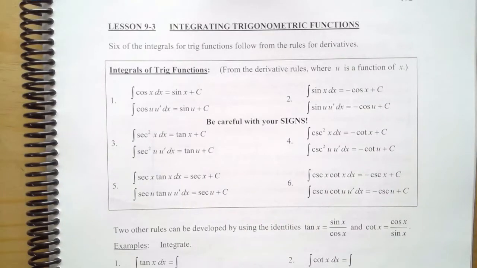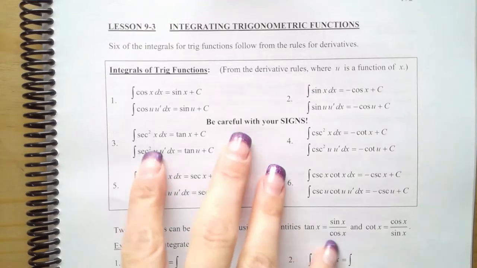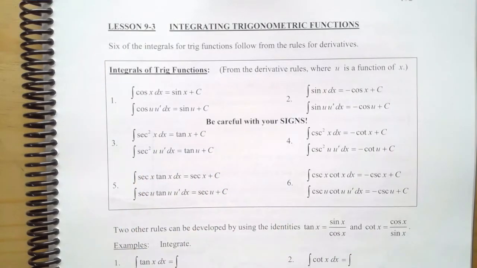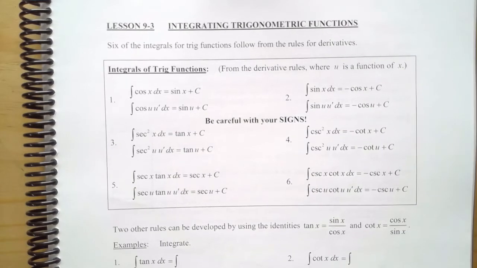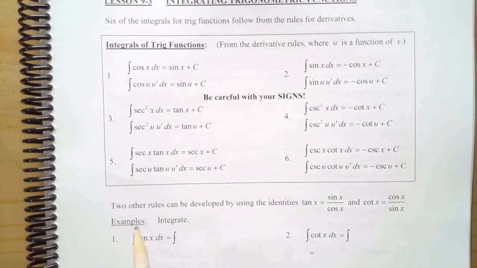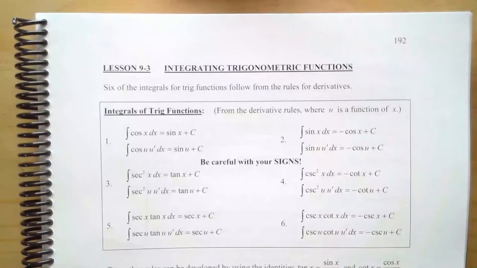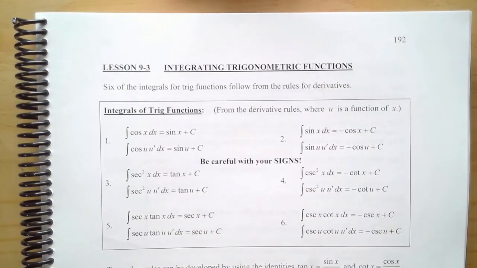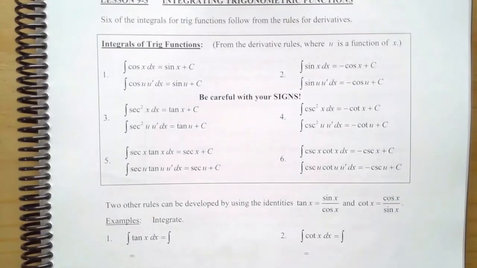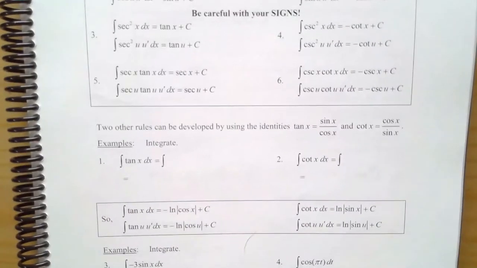Alright guys, let's integrate the trig functions. So here are our rules. Some of you, of course, we've been doing these. But be careful, because right here, there are two other rules that can be developed. We have tangent and cotangent. Because as you can see up here, we don't have an integral of tangent or an integral of cotangent. So we actually have to rewrite it before we use it. So what happens when we rewrite it?